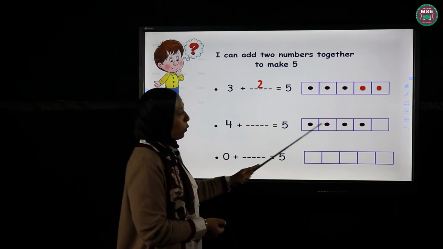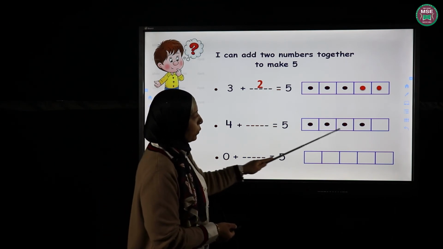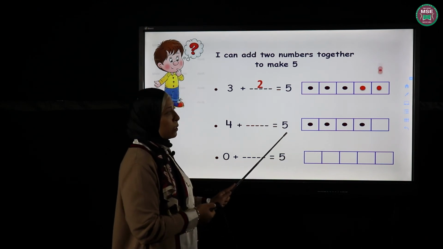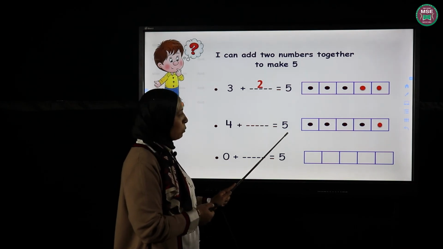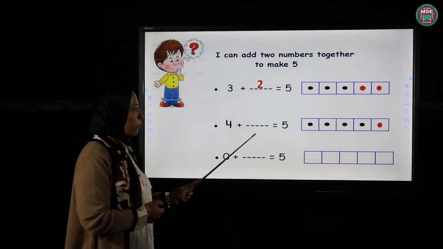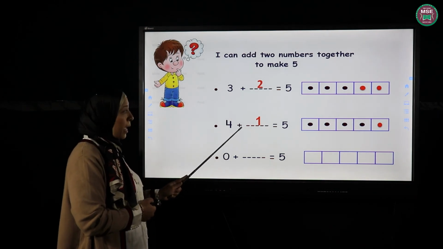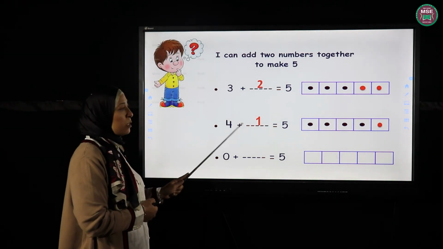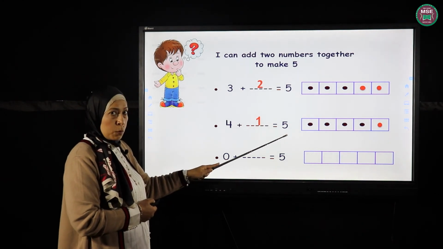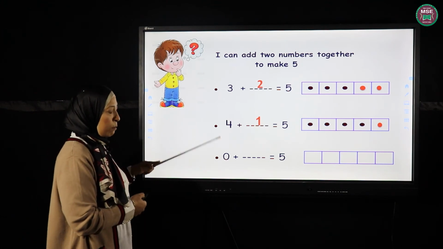I have already 4 dots, just like number 4, and I have 4 dots to show it. 1, 2, 3, and 4. How many more dots do I need to get 5? Yes, only one more dot. So I did draw only 1 dot, so I have to write the missing number, which is going to be 1. So 4 plus 1 equals 5. It's much easier now. Let's go to the third one.